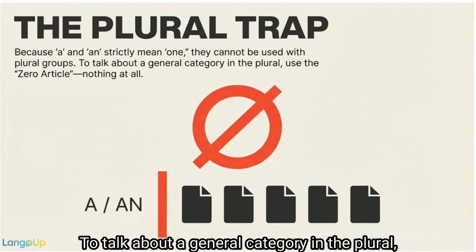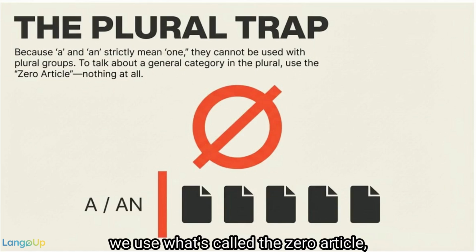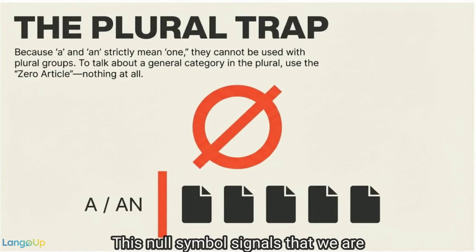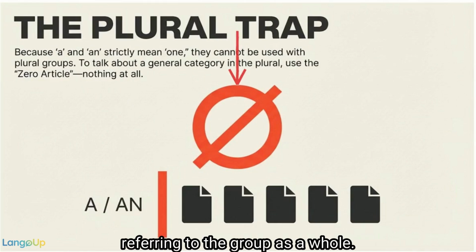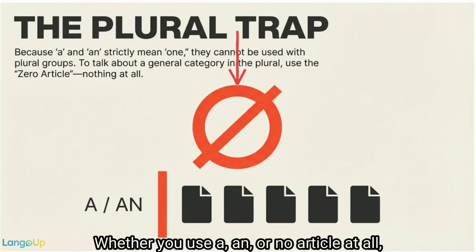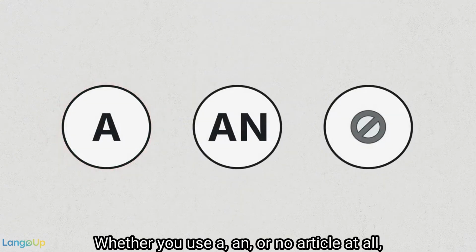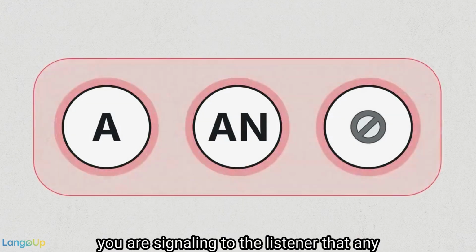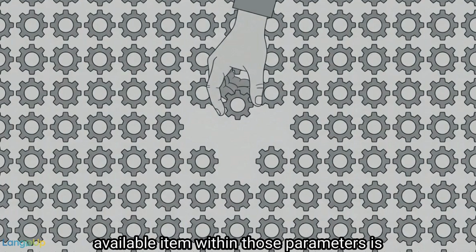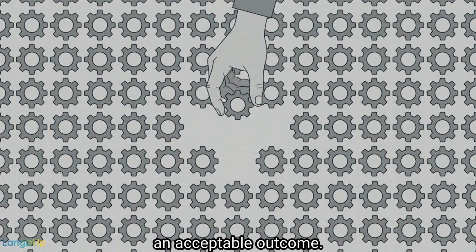To talk about a general category in the plural, we use what's called the zero article, essentially using no marker at all. This null symbol signals that we are referring to the group as a whole. Whether you use a, an, or no article at all, you are signaling to the listener that any available item within those parameters is an acceptable outcome.